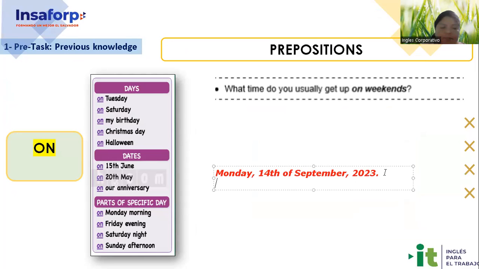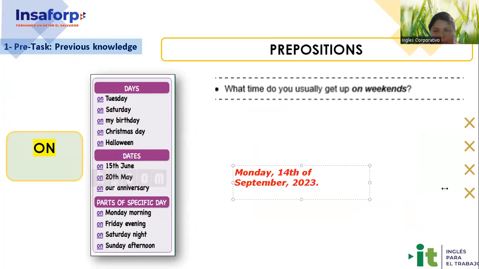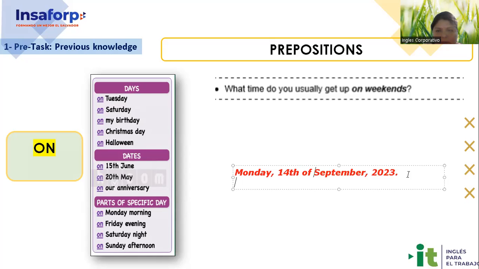Ok, entonces, con las fechas, algo que se hace cuando es hablado, in spoken English, es que se menciona este of, pero en escritura puede ser que esté o puede ser que no esté. Entonces ahí sí yo lo he puesto, Monday 14th of September 2023. Algo parecido al español, ¿verdad? Lunes 14 de septiembre 2023. Ok. So, but we normally use another way, right?